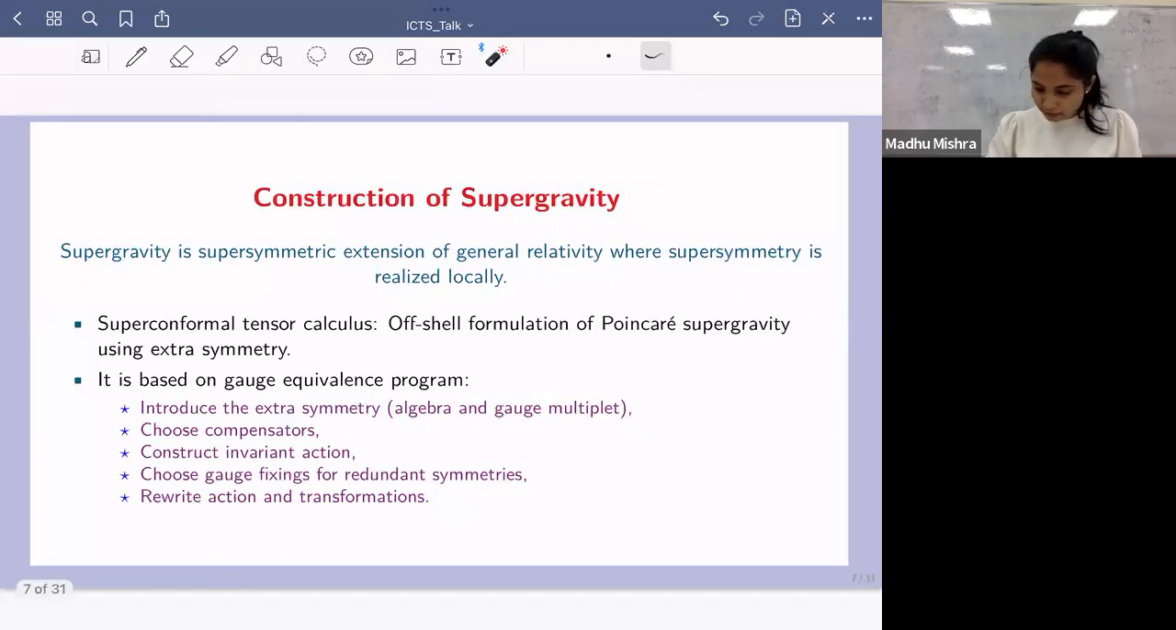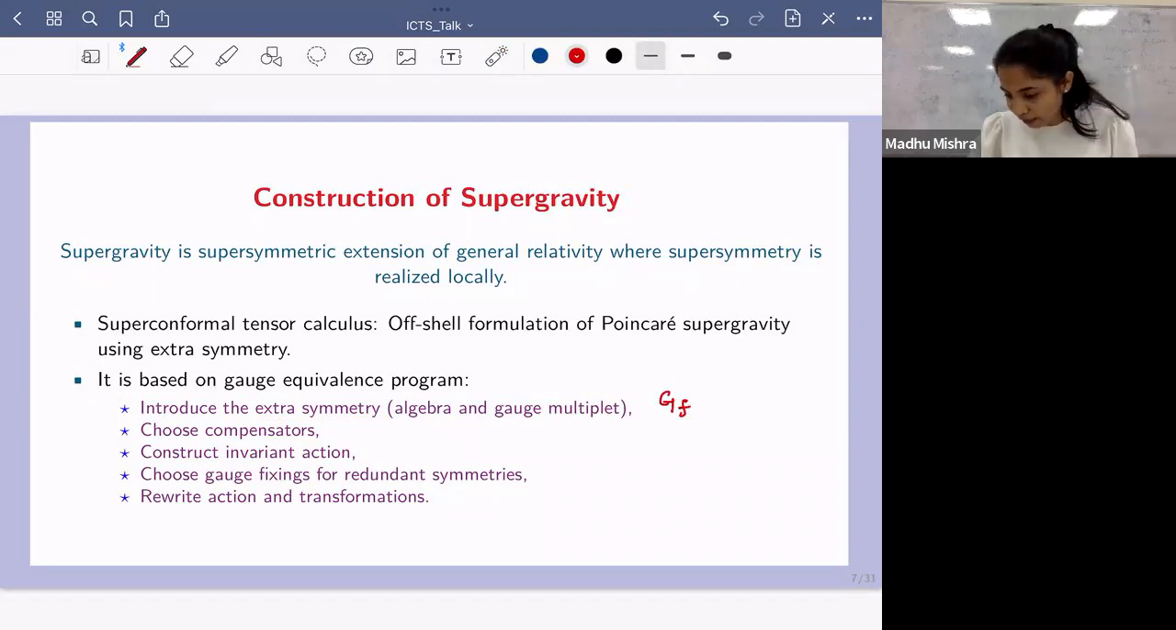This formalism is based on the gauge equivalence principle. And this program has the following steps. First we will introduce extra symmetries. So for example, we have the larger group, and we want our final theory to be invariant under some group, say G_P, where G_F is greater than G_P.